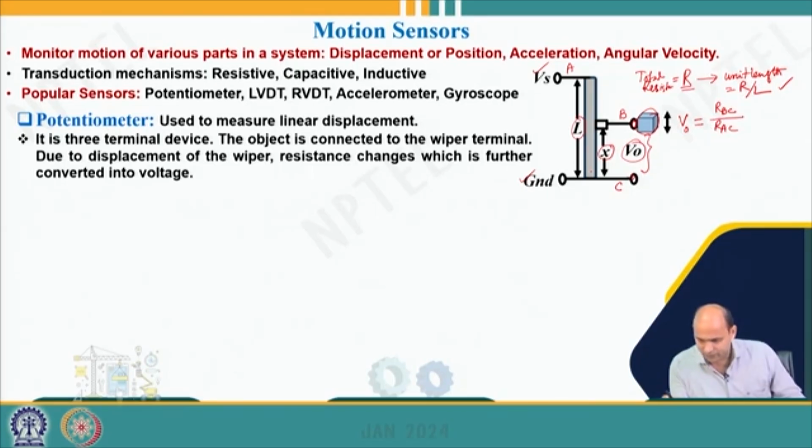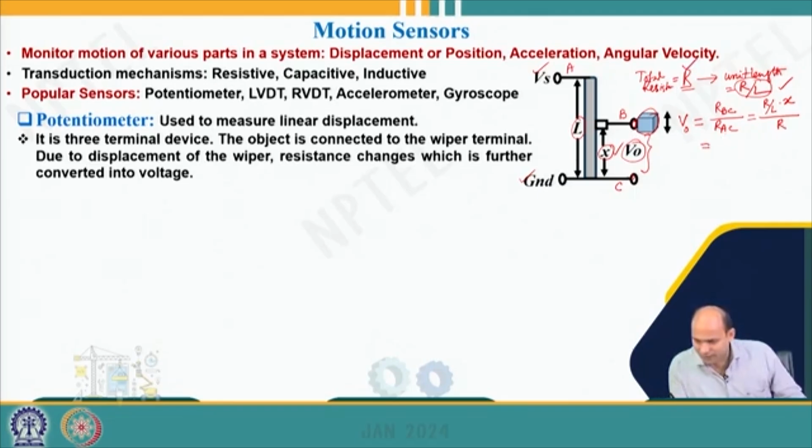That is the total resistance. So what is my RBC? I know that per unit length my resistance is R by L, is not it? So for X displacement, if I assume that displacement is X with respect to this C terminal, then it is R by L into X, divided by, what is your RAC? RAC is the total resistance R, is not it?